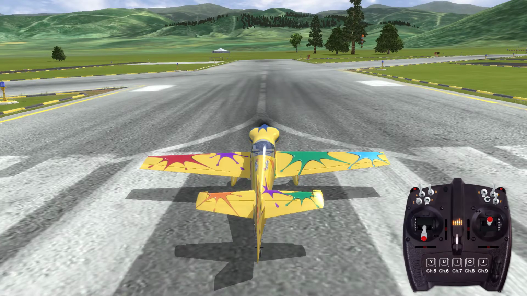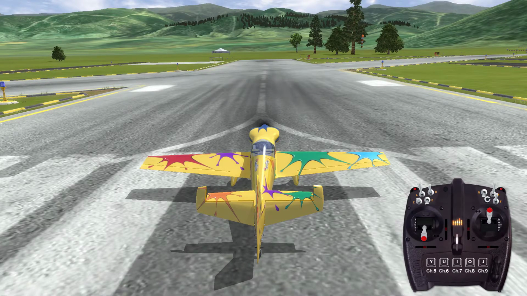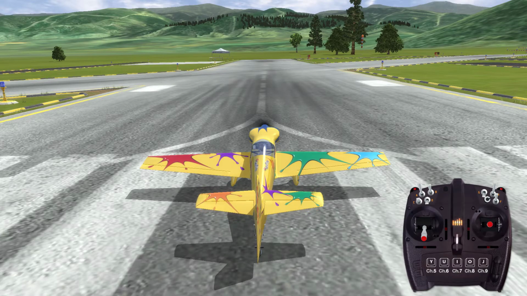Okay, and the opposite's true when we push the stick forward. When we push the stick forward, the air hits below the surface below the tail, and it pushes the tail up, which points the nose down.